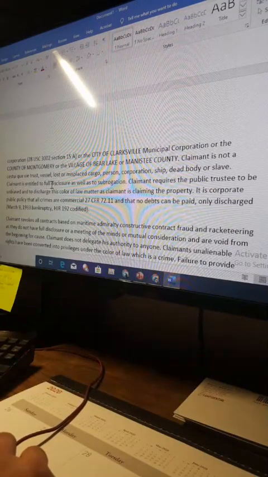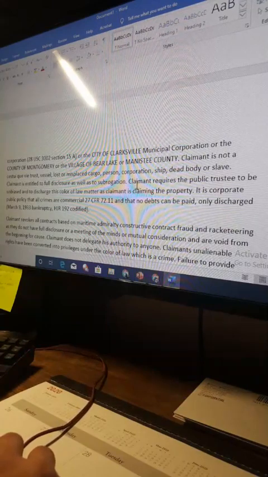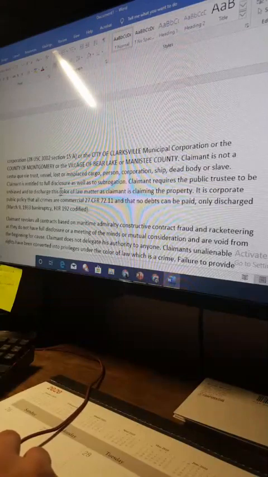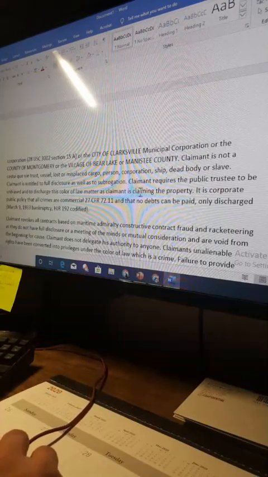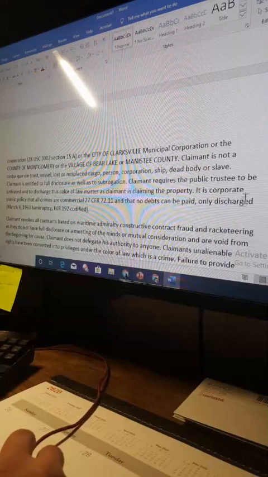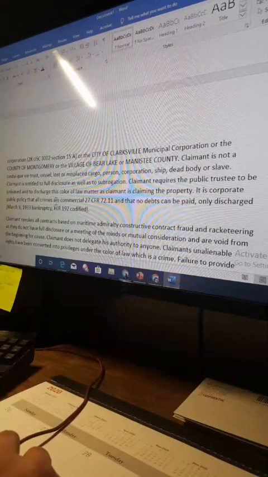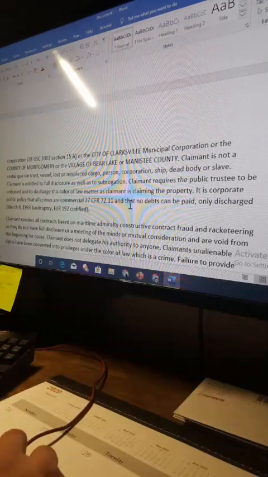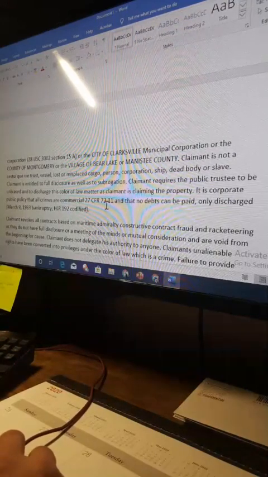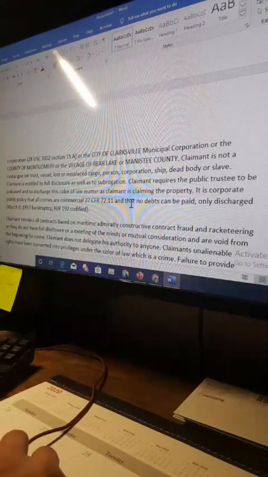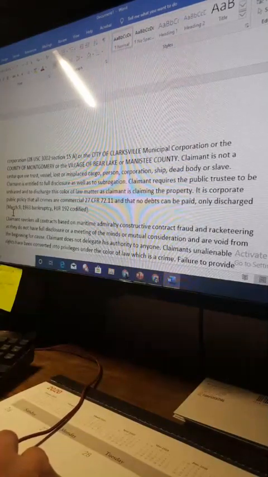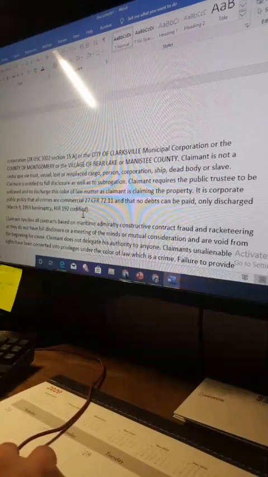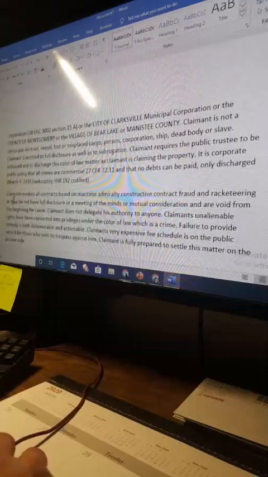Claimant is entitled to full disclosure as well as to subrogation. Claimant requires the public trustee to be unbiased and to discharge this color of law matter as claimant is claiming the property. It is corporate public policy that all crimes are commercial. Title 27 CFR 72.11, and that no debts can be paid, only discharged. March 9th, 1933, Bankruptcy House Joint Resolution codified in 192.